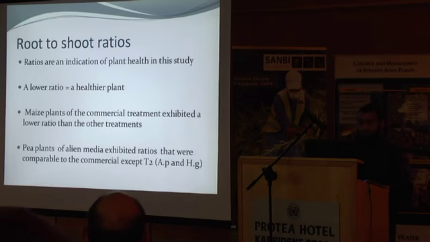Root to shoot ratios. These ratios are an indication of plant health in the study, and a lower ratio equates to a healthier plant. Maize plants of the commercial treatment exhibited a lower ratio than other treatments. However, in pea, all the alien media exhibited ratios that were comparable to the commercial, except T2, which is Acacia and Hedychium, which had a higher ratio.